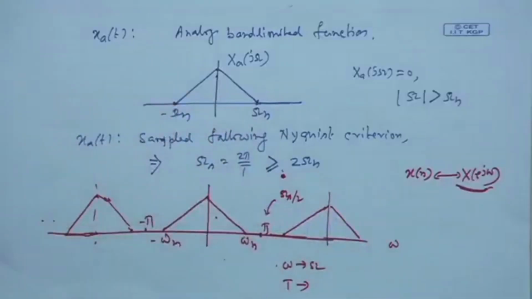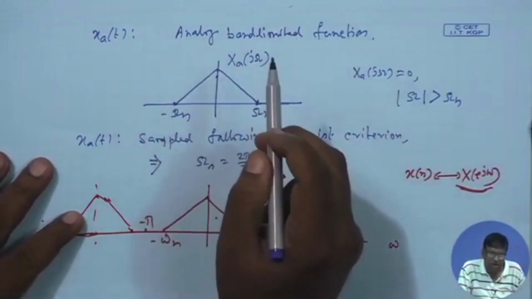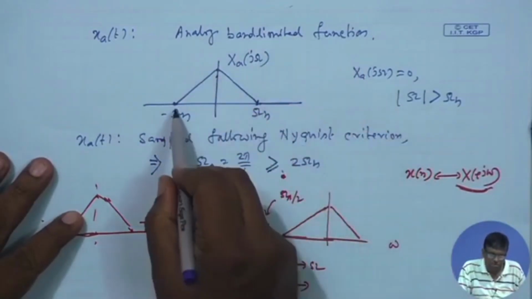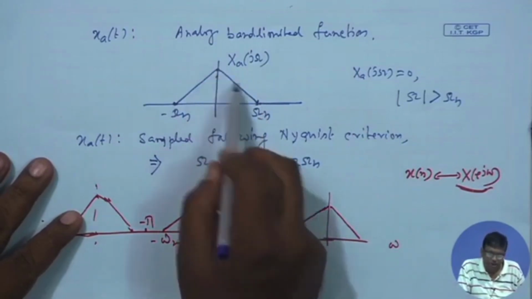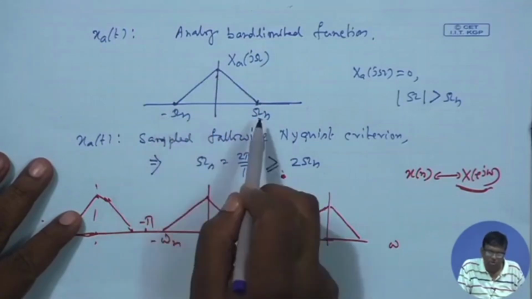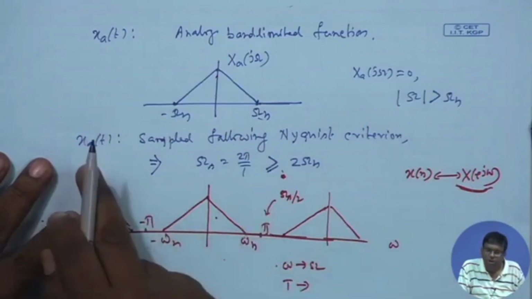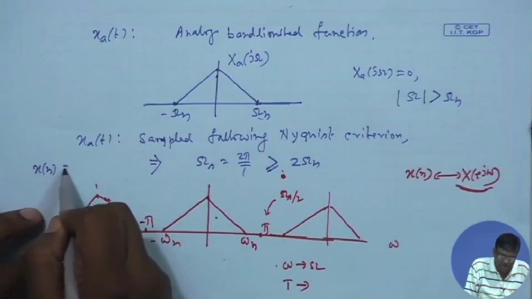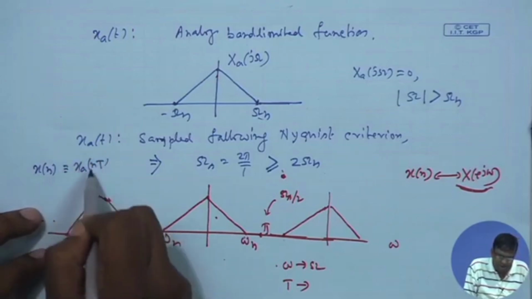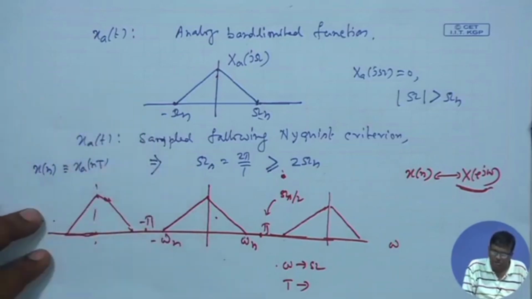So, I repeat, an analog signal that is band limited, that is, if you take the analog Fourier transform, its magnitude is limited from minus omega h to omega h, the highest frequency, and is 0 outside this zone. It is sampled to generate a sequence x[n], where x[n] is nothing but x_a(nT). nT is a time point.